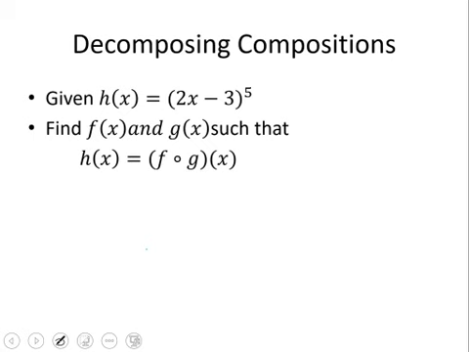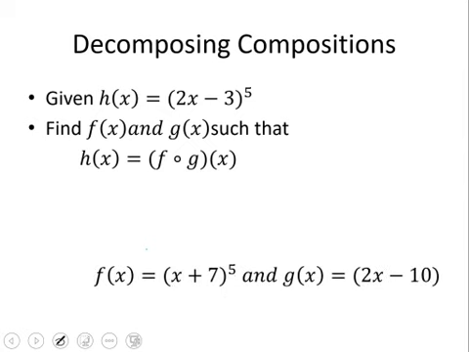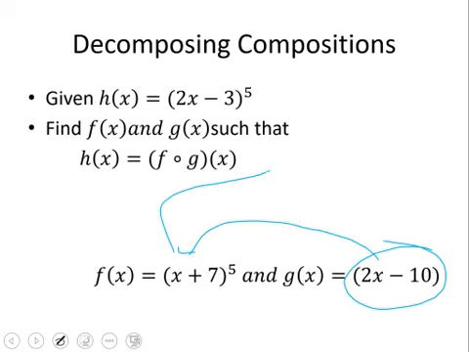So an example of this that we could have is as follows. f of x is equal to (x plus 7) to the 5th power, and g of x is equal to 2x minus 10. If I take this g of x and plug it into that x, I end up back at the original.